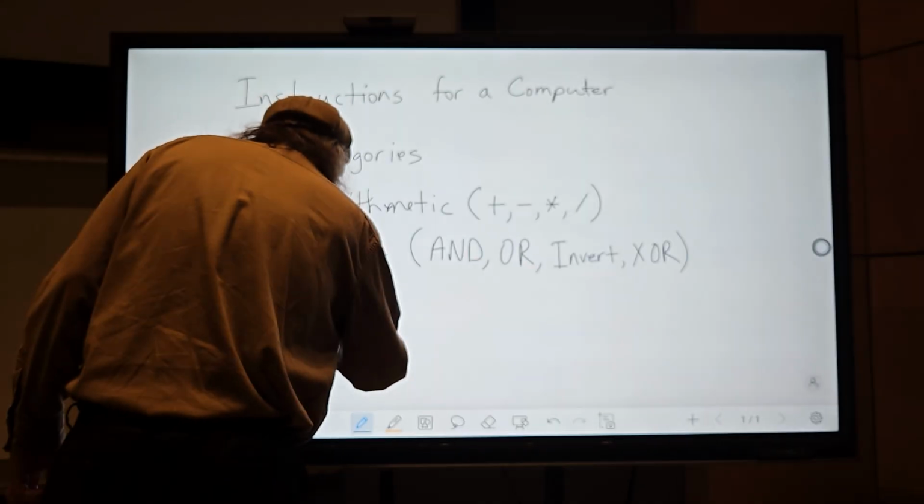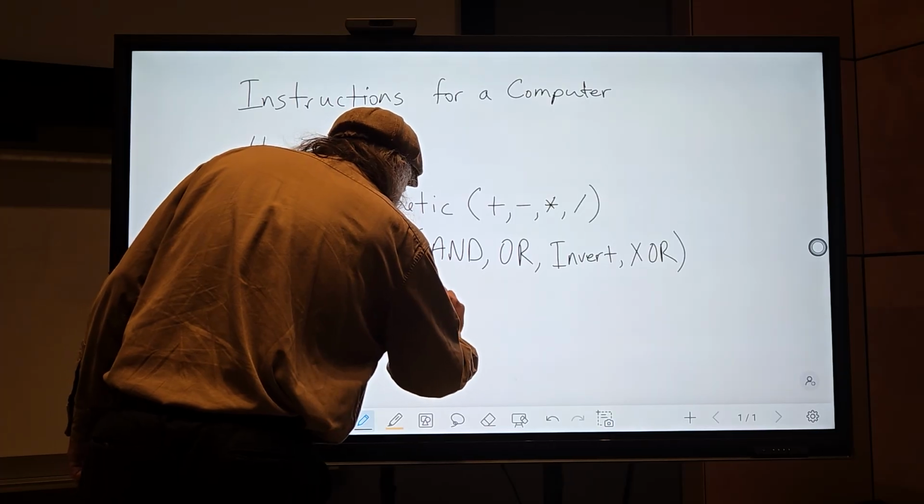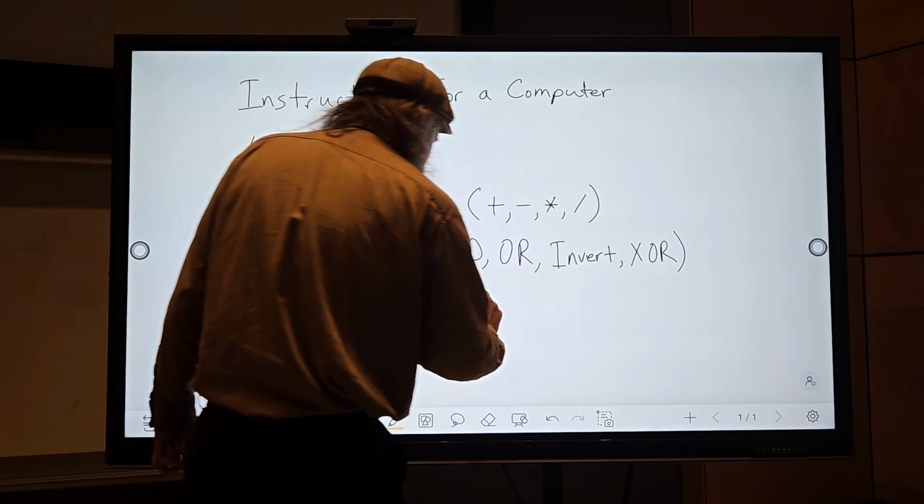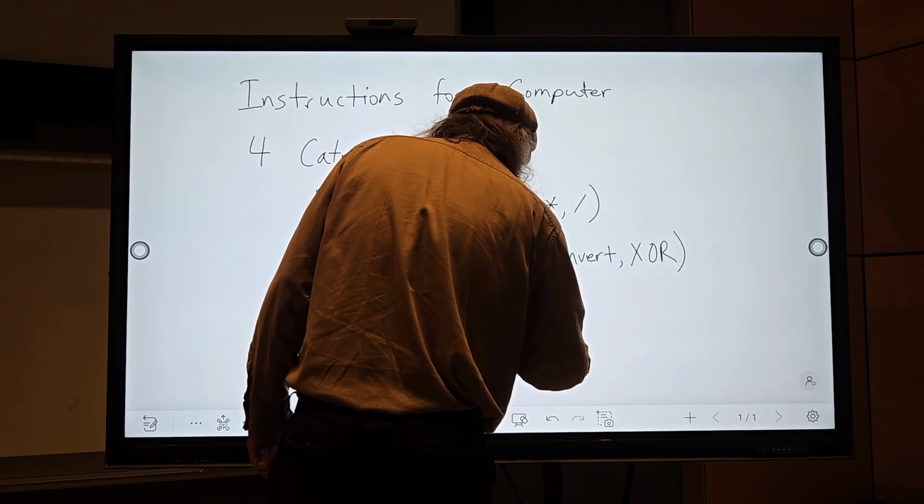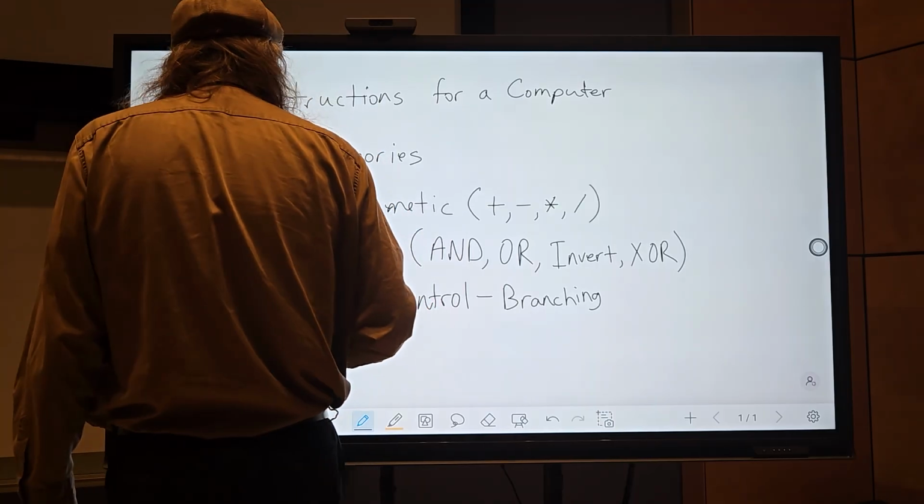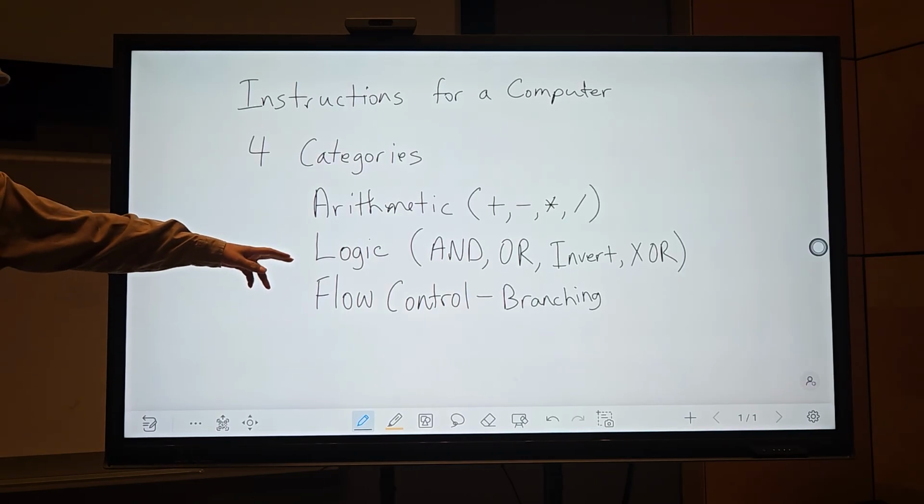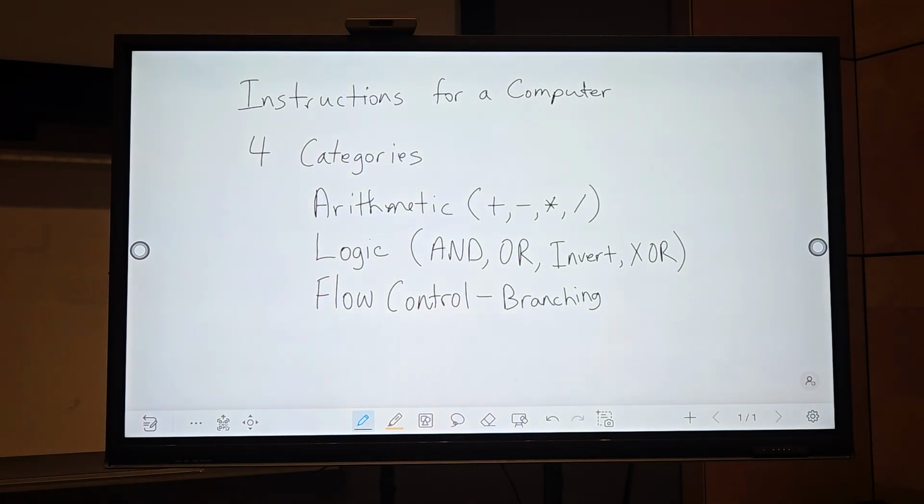Finally, then you have your flow control, which is like branching. On the processor level, most processors do not have a for loop or a while loop in the instruction set, so you have to create those using flow control and logic statements and building them that way.